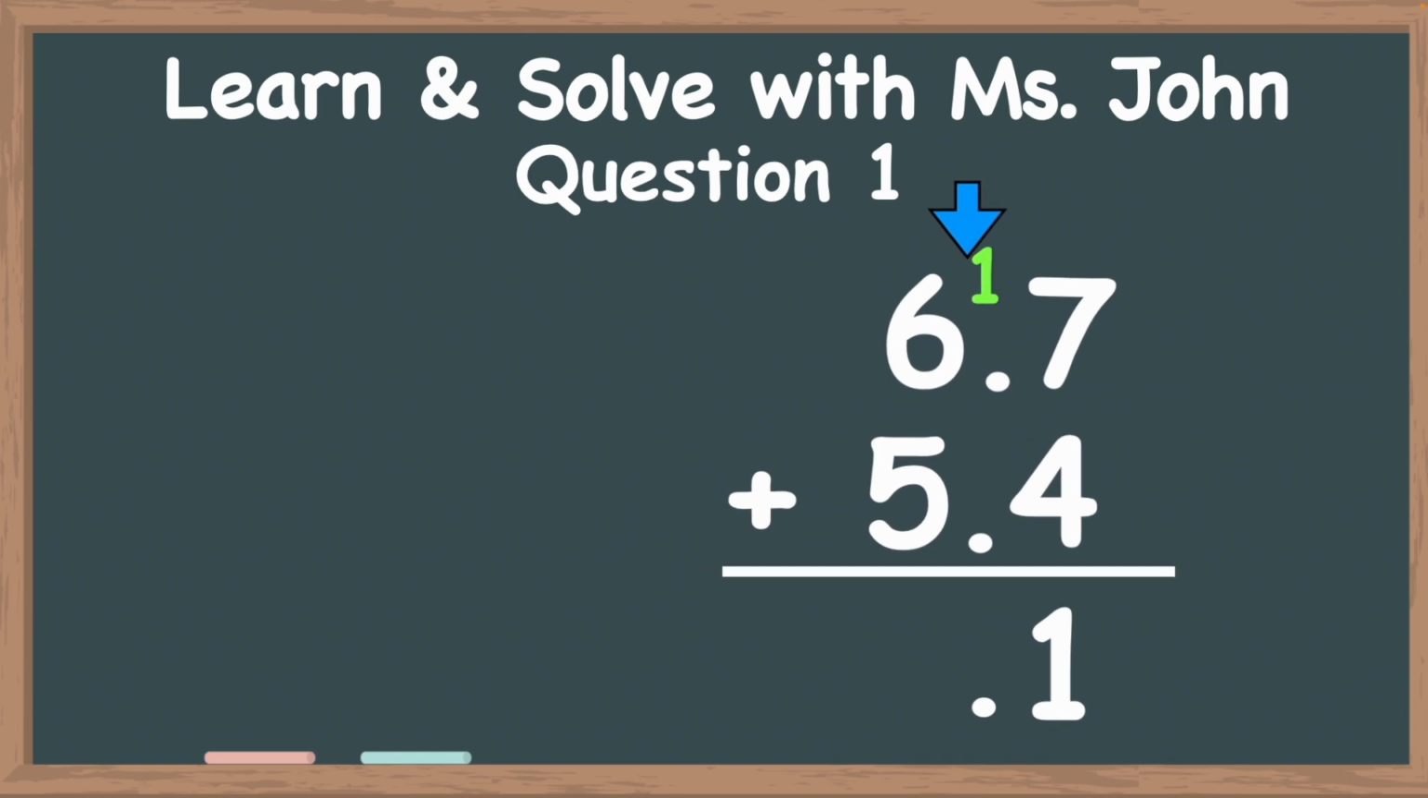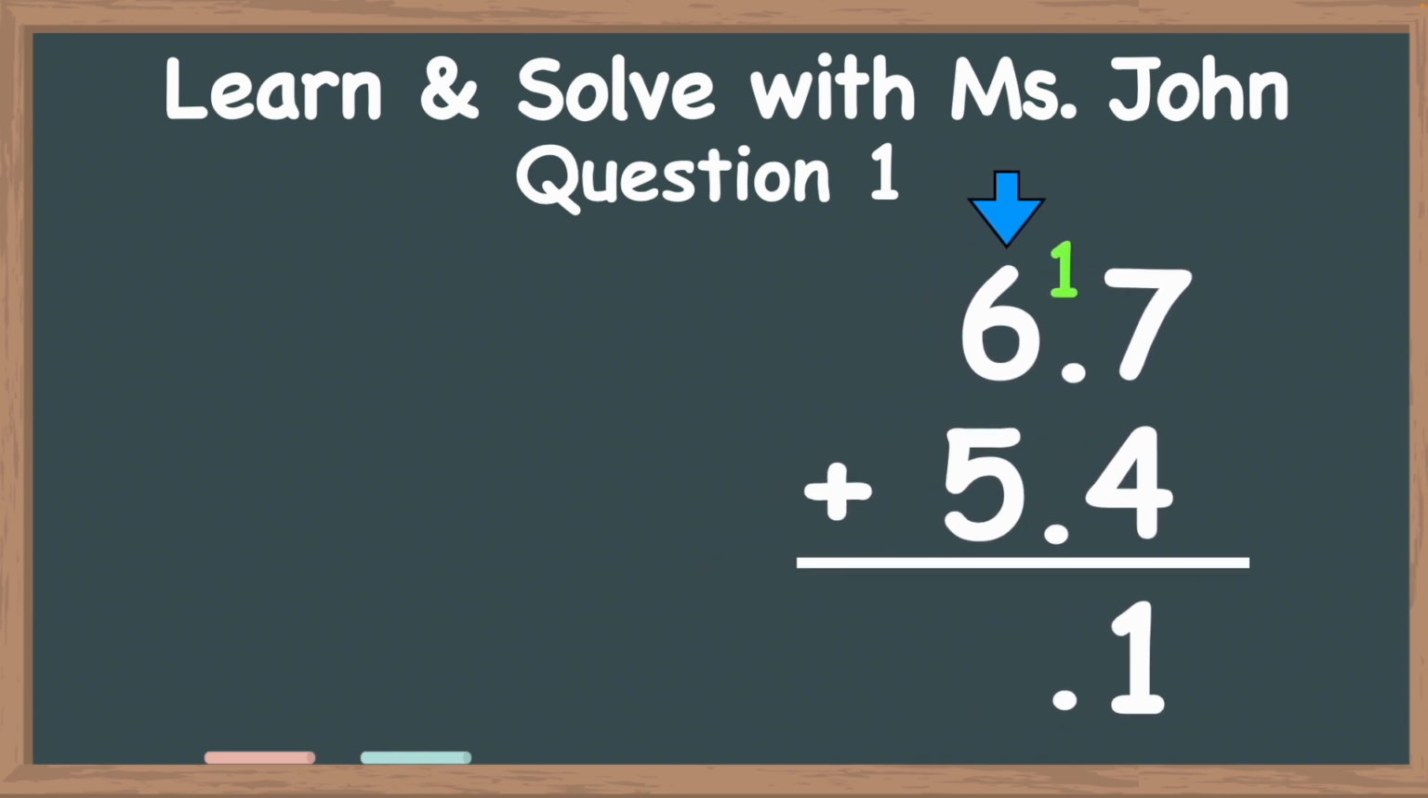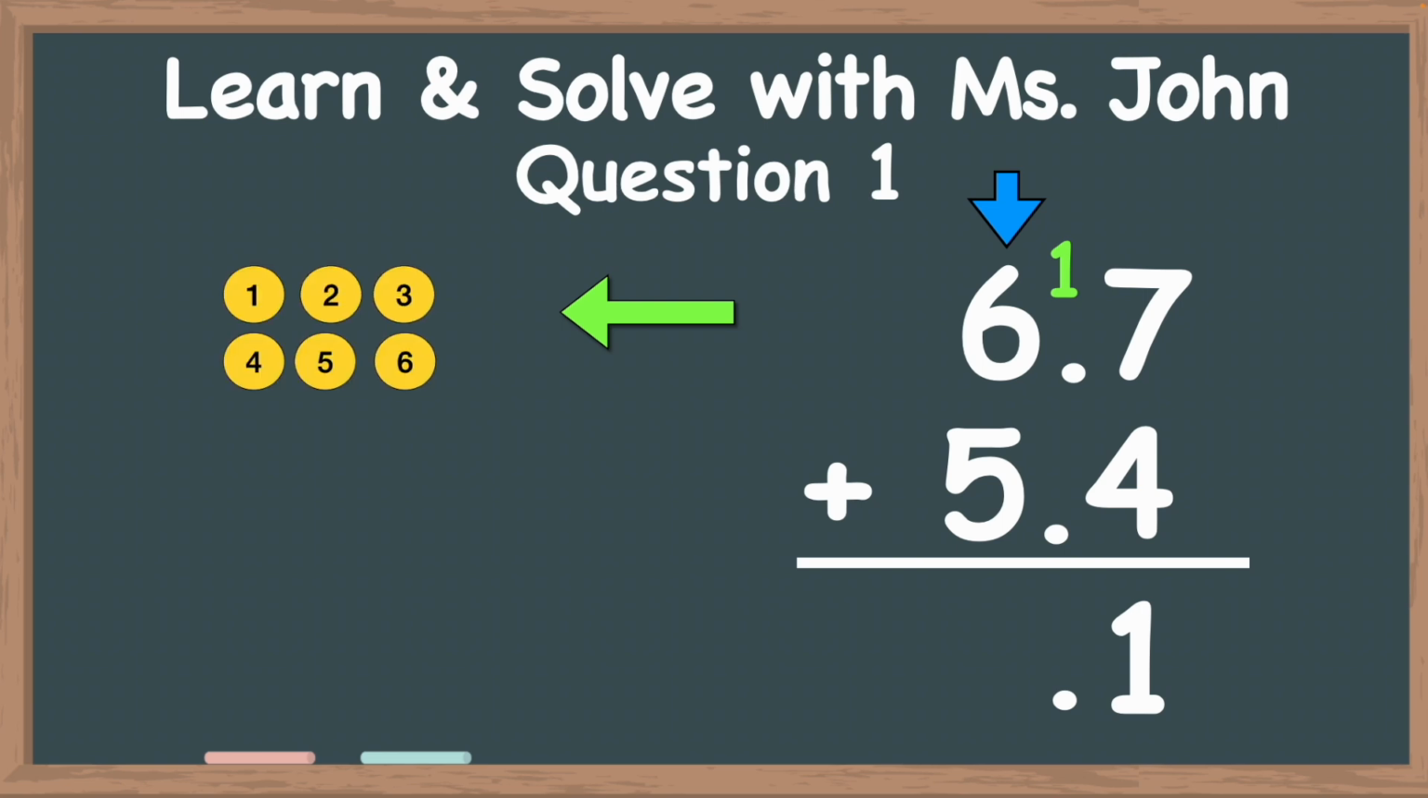Now let's add the numbers in the far left column, also known as the ones column. Let's place 6 dots to the left of the number. 1, 2, 3, 4, 5, 6. Now let's place 5 dots to the left of the number 5. 1, 2, 3, 4, 5.